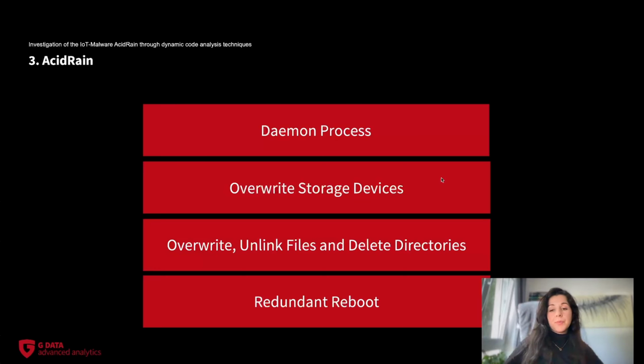After the override functionality, AcidRain starts a redundant reboot. This means AcidRain starts four processes and tries four different ways to reboot the modem. This is an overview of how AcidRain works.